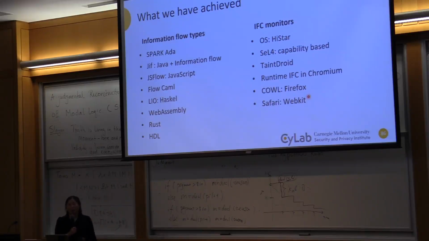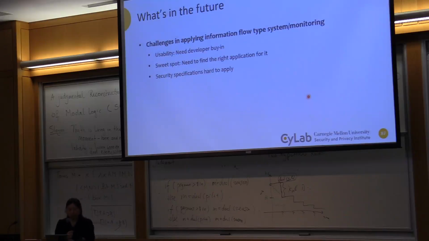Like we started in the late 70s, 80s. We keep going around this. We build systems, but the adoption is not there. So there are fairly a lot of challenges, right? So usability is actually one of them. There isn't developer buy-in. They don't understand it. They don't know why they want to use it.